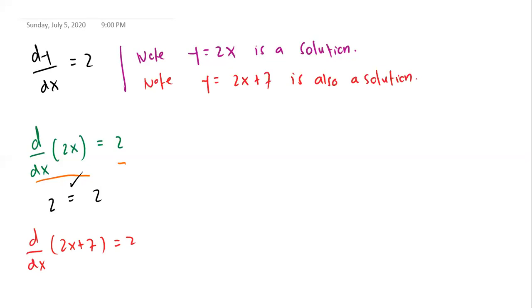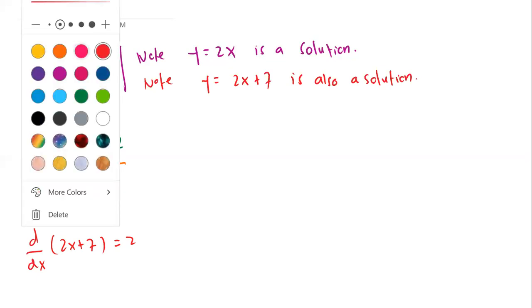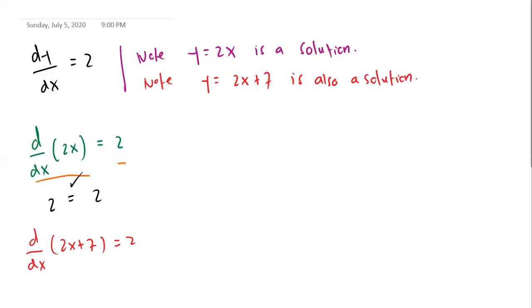What's the derivative of 2x plus 7? Well, the derivative of 2x we saw is 2, plus the derivative of 7. The derivative of a constant is 0. So 2 plus 0 is 2. 2 equals 2. So again, we get equality. So y equals 2x plus 7 is also a solution.